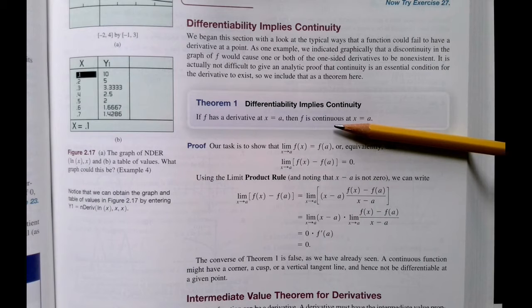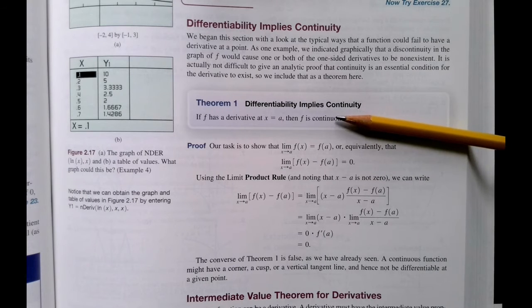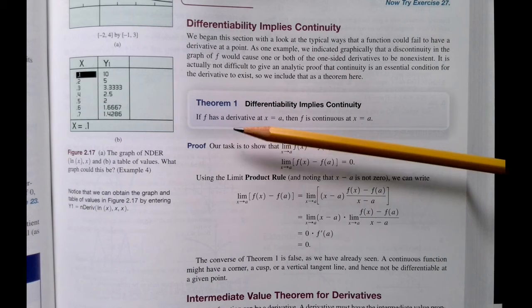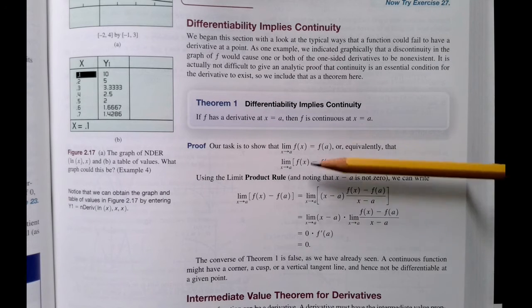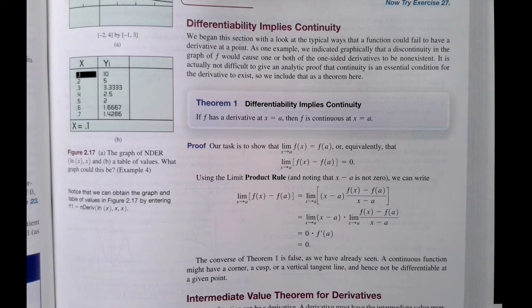And that hopefully makes some sense to you, because for the derivative to exist, the function should be continuous at that point. However, as I stated in a previous example, if a function is continuous, that does not mean it has to be differentiable. And remember the four categories, right? The corner, the cusp, the vertical tangent. Those three are in fact continuous, but they're not differentiable.